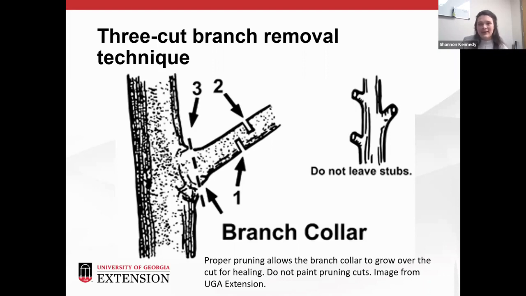And again, you don't need to paint the branch with anything. You don't need to paint the stump at all. In the best of cases, it does nothing. In the worst of cases, it inhibits growth and traps moisture and decay.